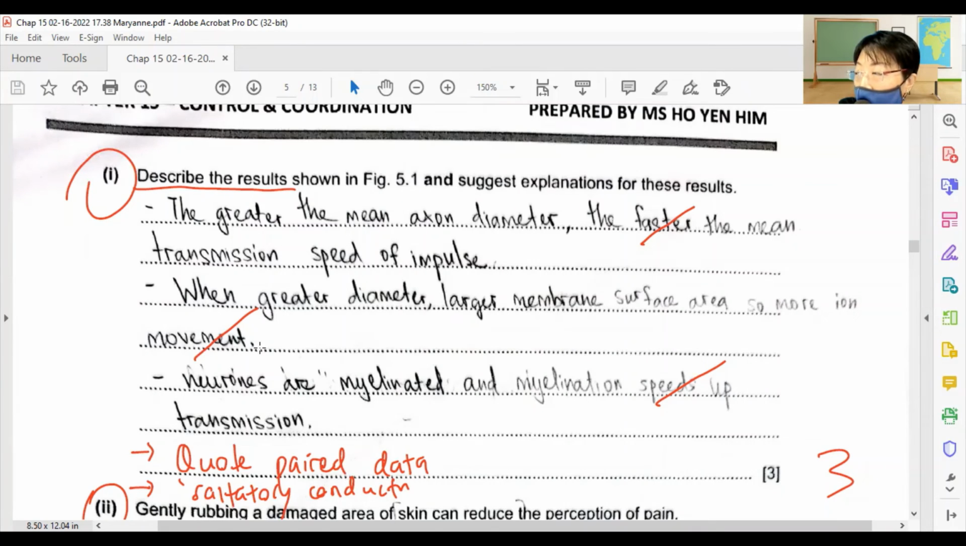Correct? Correct, huh? So when I teach you something, please go back and understand it. Okay, this one I taught before already. Neurons are myelinated. So there are two differences, diameter difference and myelinated versus unmyelinated difference. So neurons that are myelinated will speed up the transmission because the action potential jumps from node to node. Okay, so this question is quite easy.